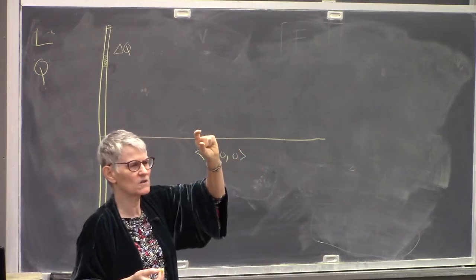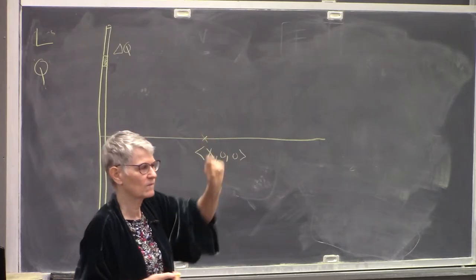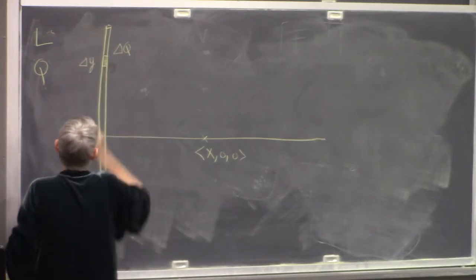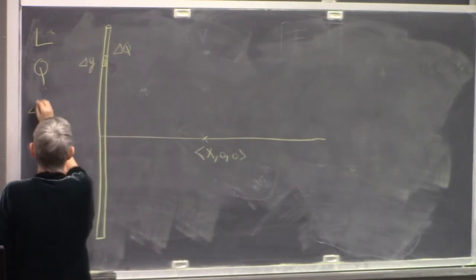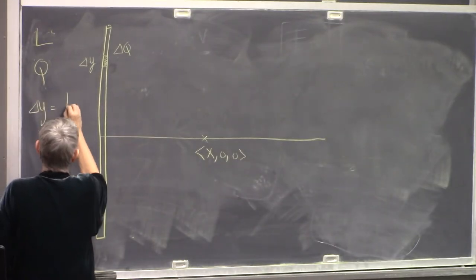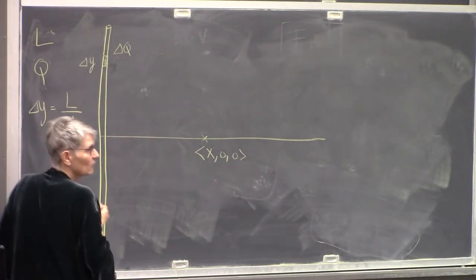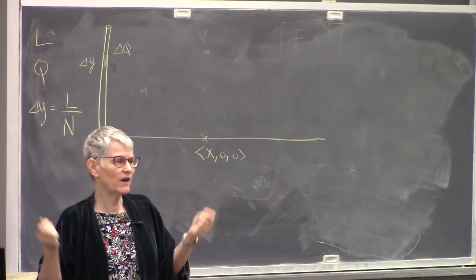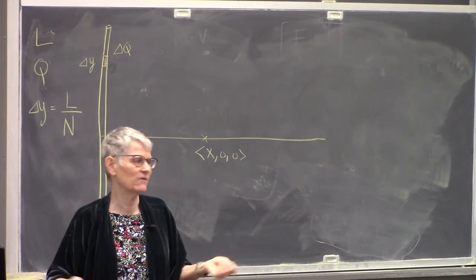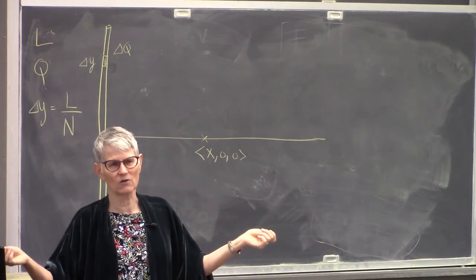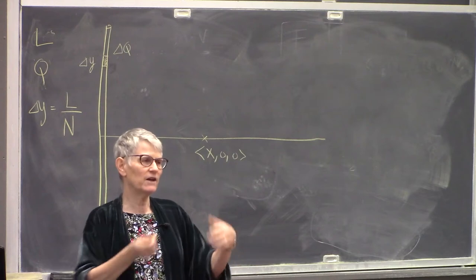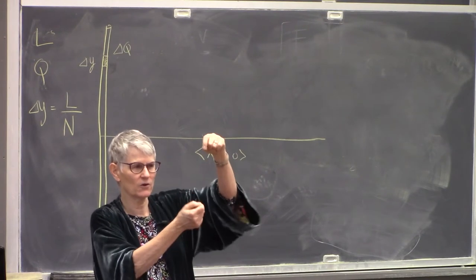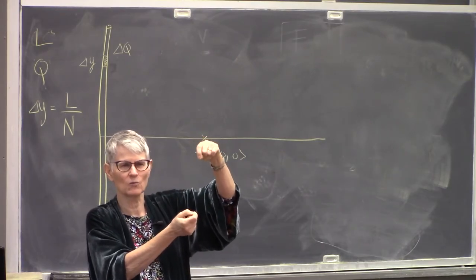The height of this little piece is going to be delta Y, because delta Y is just the length of the rod over the number of pieces we're dividing it into, right? So if we divide it into 20 pieces, it'll be L over 20. If we divide it into 100 pieces, it'll be L over 100. We divided it into four pieces when we did it on paper, and therefore each piece was 1/4 of a meter.